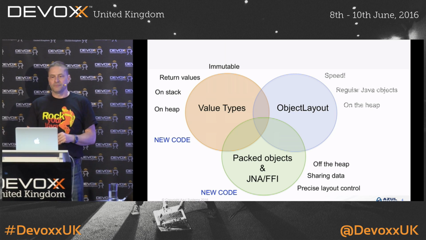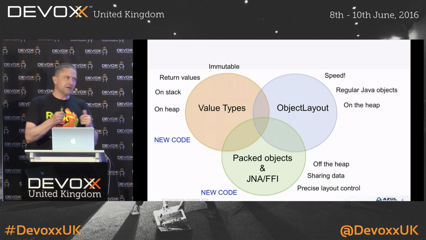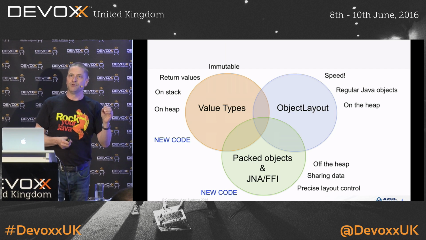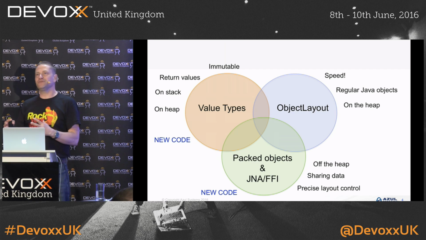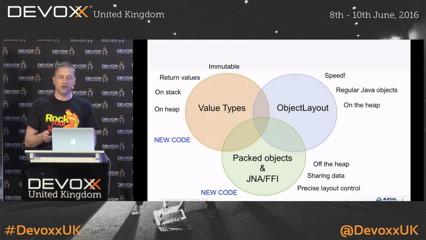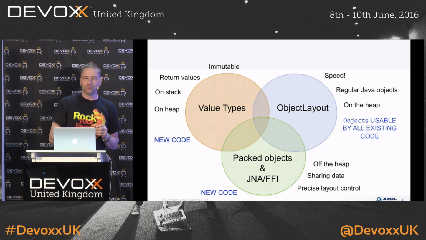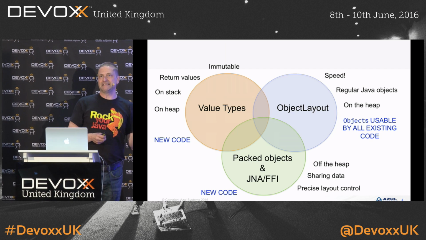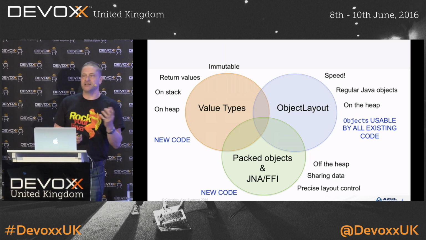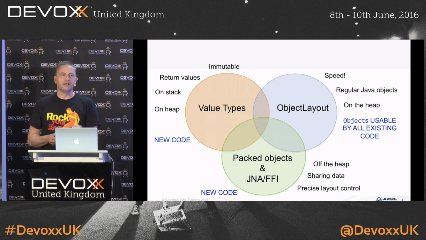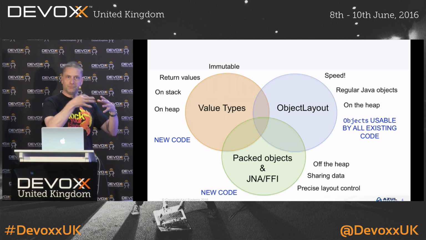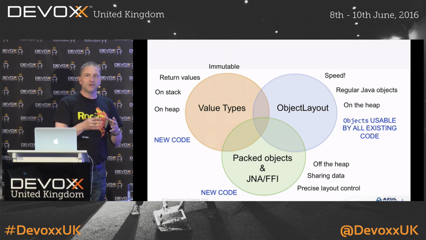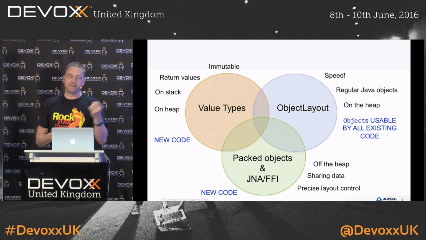Object layout. Well, as I've already said, and I'm going to say again, it's about speed for regular Java objects on the heap. So the idea is that you won't actually have to really modify anything in your code. Now, that's not strictly speaking true. What we're dealing with here is objects being usable by all existing code. And I'll make that clearer as we go through and look at some of the examples in terms of how you can deal with objects and have them work in exactly the same way.